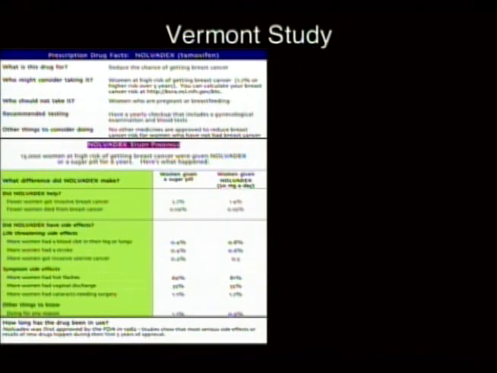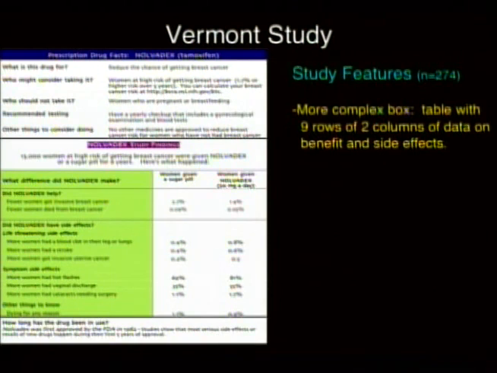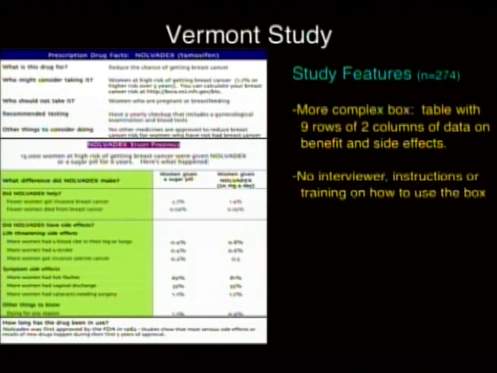Then we did a larger study. It's called the Vermont study. Here we created a drug box for the drug Novodex or tamoxifen, which is used for the primary prevention of breast cancer. And here we had 274 people in the study. They were given a more complex box, so a table with 9 rows and 2 columns of data on both benefits and side effects. So this is a complete drug box. And there was no interviewer, no instructions, no training on how to use the box. They were just given it and asked a bunch of questions and asked to do some demanding tasks, navigating the box, comparing numbers, and that sort of thing.